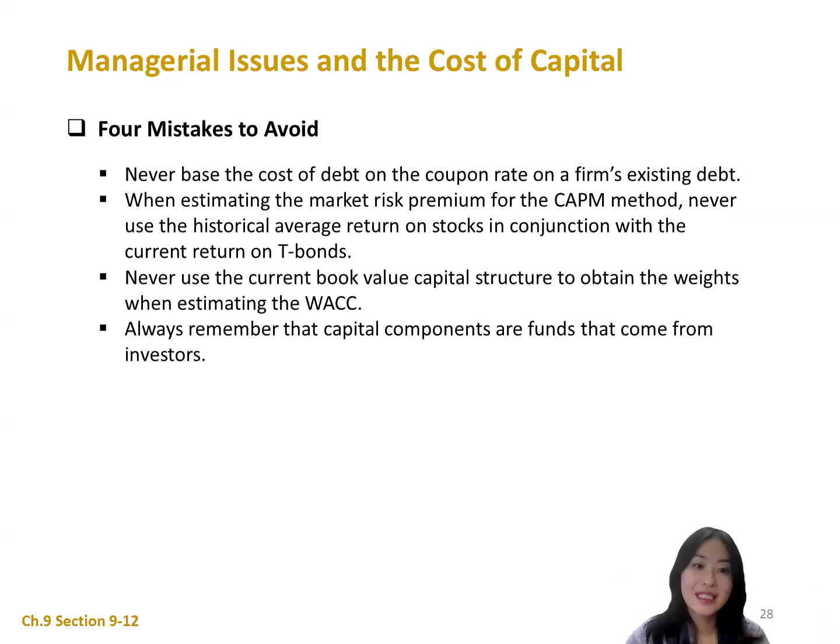The other type of mistake is using book value capital structure for WACC. Another common error is using book value instead of market value when determining capital structure weights for the WACC. So why is this incorrect? Because book value, which is actually from the financial statements, is based on historical costs. It does not reflect the current investors' expectations. Market value provides a more accurate picture of how the firm is actually financed.